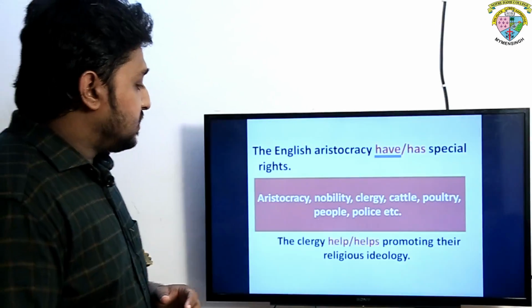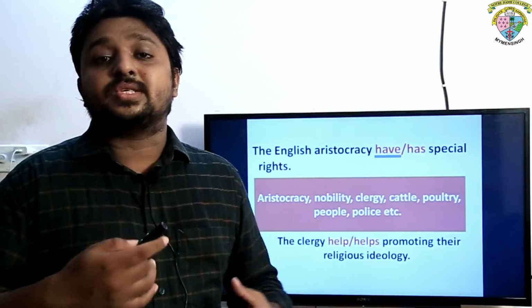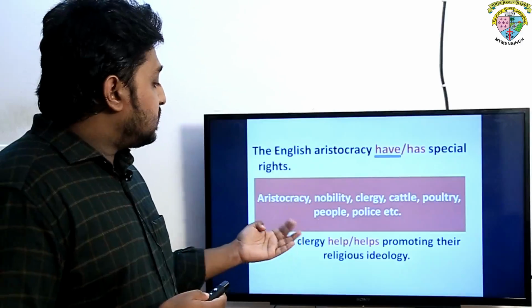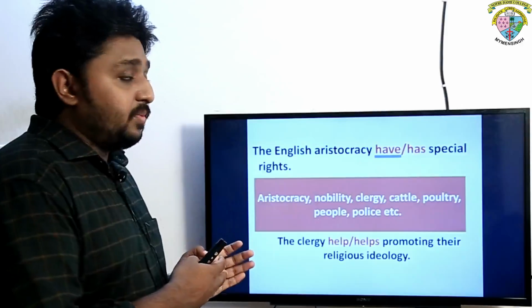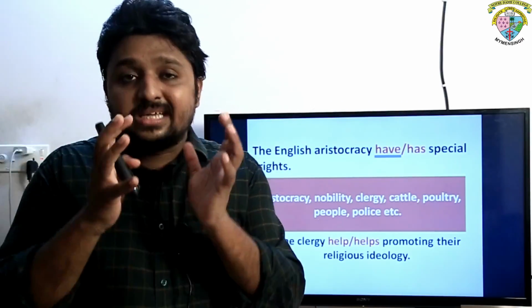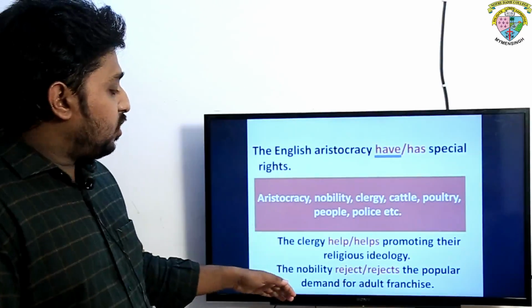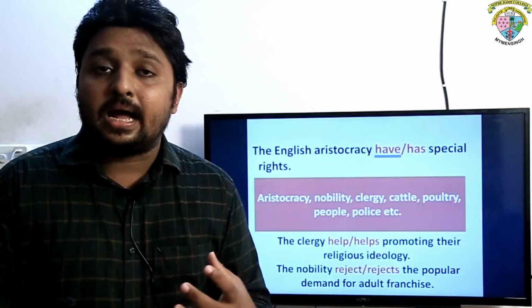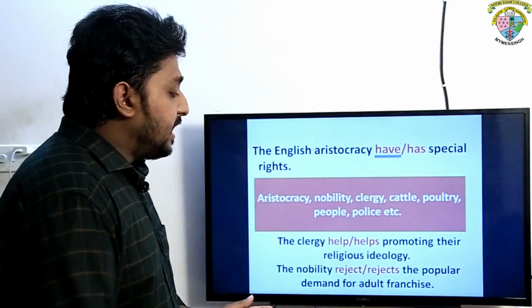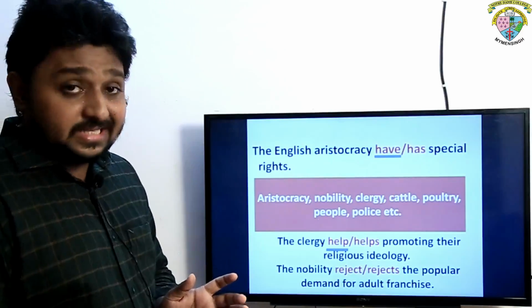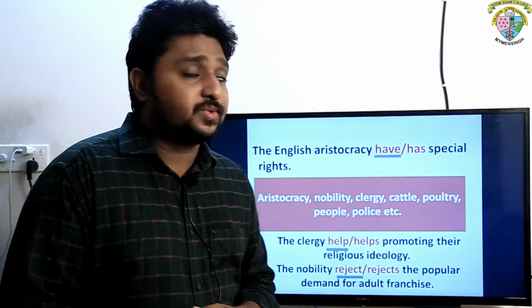So let's see more examples. The clergy help or helps promoting their religious ideology. So look, here the clergy looks like singular subject, though it's a plural subject. As it's a plural subject, it will definitely take plural verb, and the answer should be help. And the next one, the nobility, it also looks like singular subject, but it's a plural subject and it is going to take plural verb. So the answer should be reject here. The nobility reject the popular demand for adult franchise.